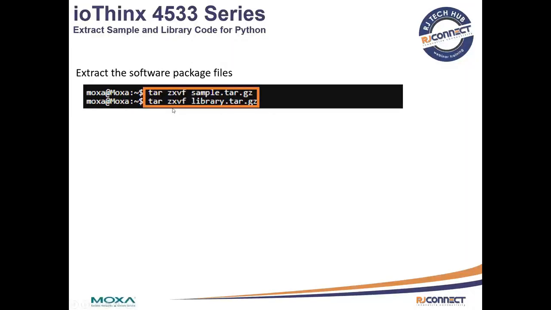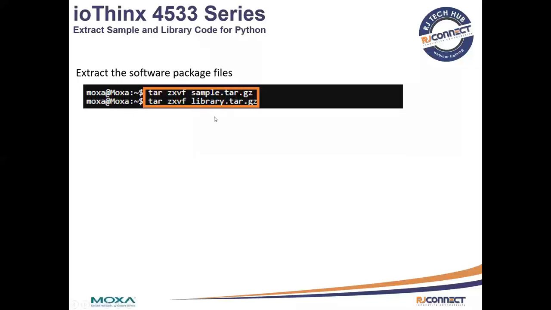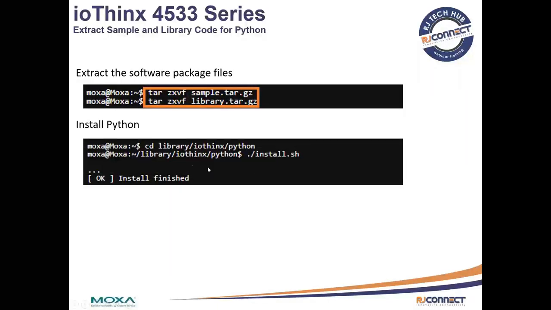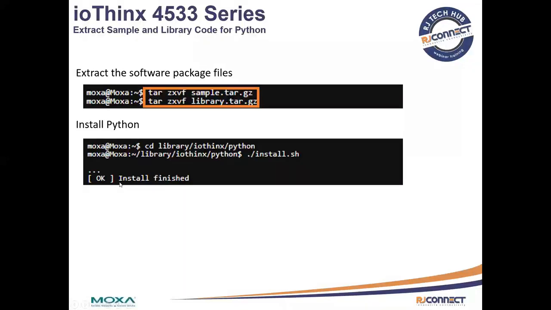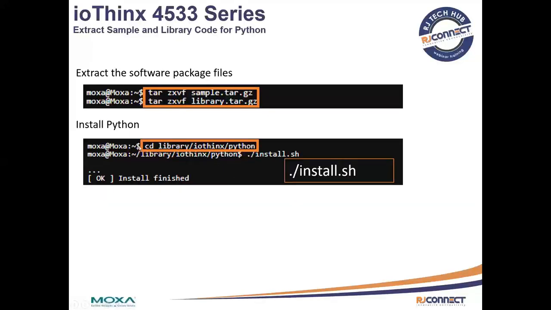Because I haven't mentioned the library yet, extract the library in this example as well. Once you're done, you need to install Python. To do that, navigate into the library, ioThinx, Python. Once you're inside, enter this command, ./install.sh. This will install Python into the ioThinx, and you will see a status showing that the install has finished and it's okay.